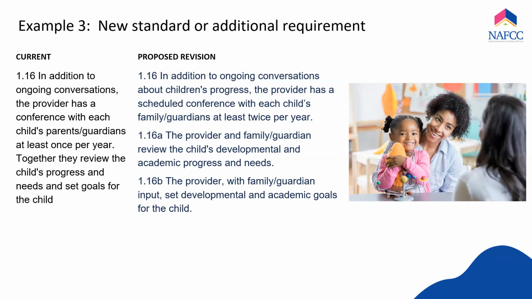1.16a, the provider and family guardian review the child's developmental and academic progress and needs. 1.16b, the provider, with family guardian input, set developmental and academic goals for the child. Here, we separated indicators and added scheduled and developmental and academic, changed to 2 times per year, and changed to family guardian input regarding concerns. This is so it aligns with best practices that we now know from the most recent research. Citations have also been added, though they are not shown here on the slide.